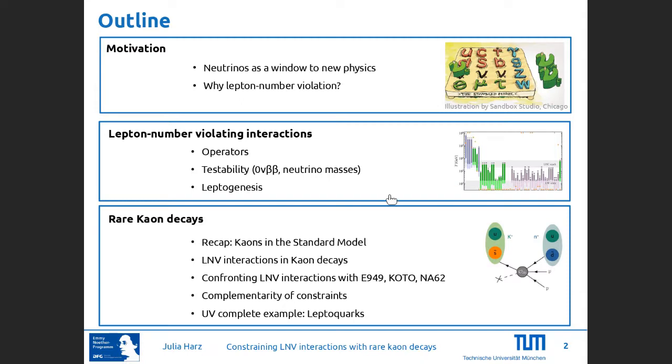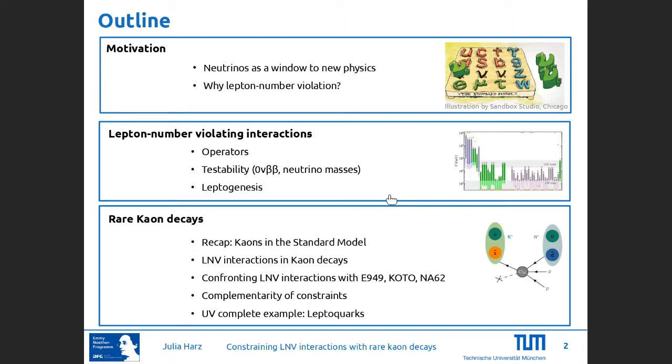As I was told that the hidden network is also for training of young researchers, I will start with more of an overview and introduction. First, the motivation: neutrinos as a window to new physics, and why in this respect lepton-number violation is interesting. In the next step, I will talk about lepton-number violating interactions, the different operators that exist, the testability, and the connection to leptogenesis.